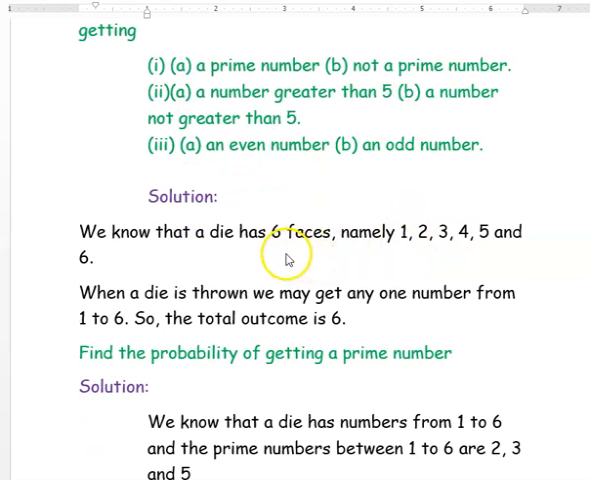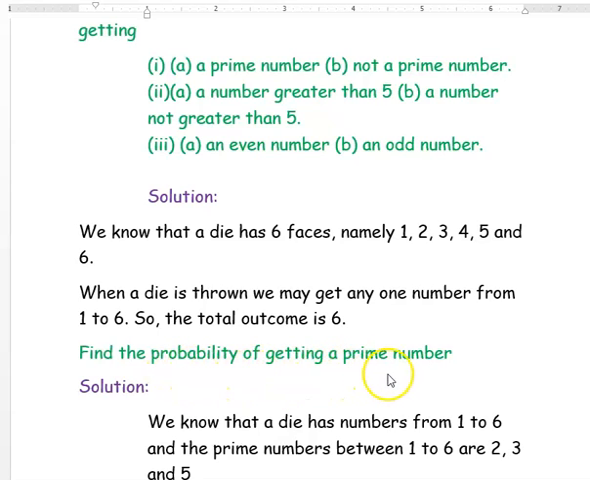So we know that a die has 6 faces, namely 1, 2, 3, 4, 5 and 6. Each number is numbered on one face. So when a die is thrown, we may get any one number from 1 to 6. So the total outcome is 6. Okay, so this is a very important thing. Now we'll move to our first question.